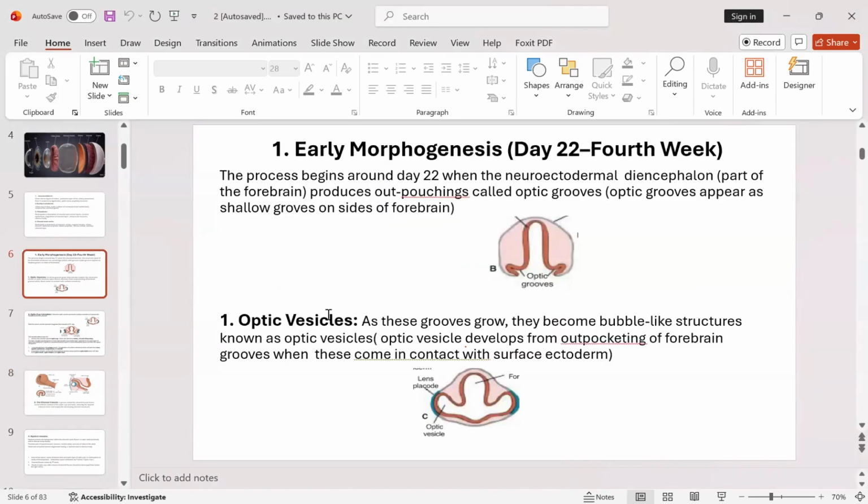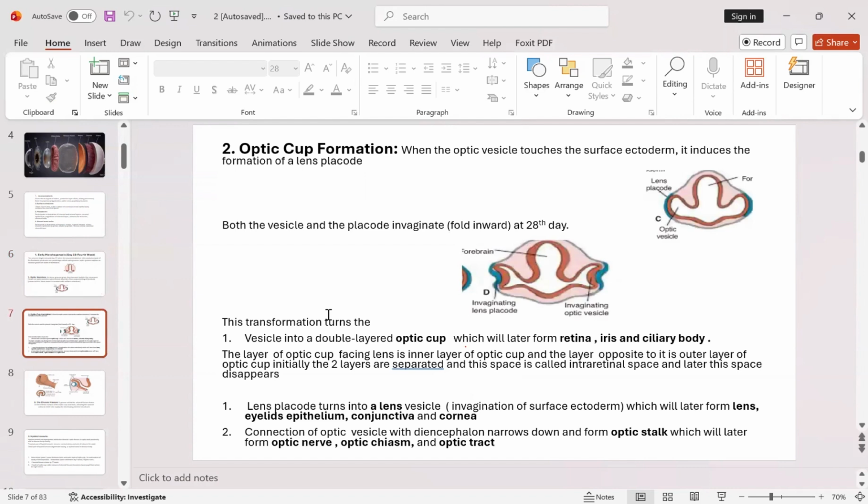So let me summarize the early morphogenesis of eye. The first step was the formation of optic groove. The second step was the formation of optic vesicle. The third step was the formation of lens placode. The fourth step was the formation of optic cup and lens vesicle. And we have discussed that optic cup and lens vesicle were formed because of the process of invagination. Then we discussed the optic stalk, and after that the derivatives of optic cup, lens vesicle and the optic stalk, and the last step was the formation of choroid fissure.